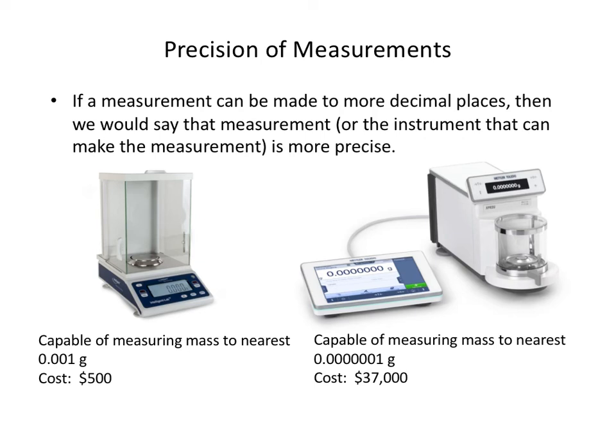Just as an example with balances, this is typical of the balances that we have in the lab. We can measure the mass to the nearest thousandth of a gram, and the balances in the lab cost about $500. This particular balance is capable of making measurements to the 10 to the minus 7 grams. So it's much more precise. We can get much more precise mass measurements using this balance.